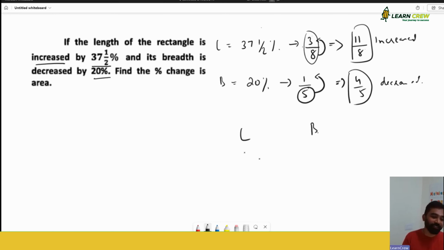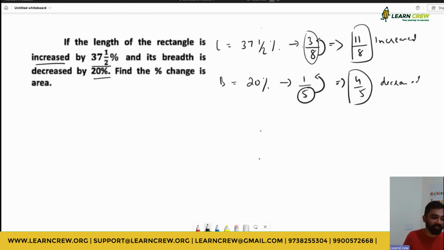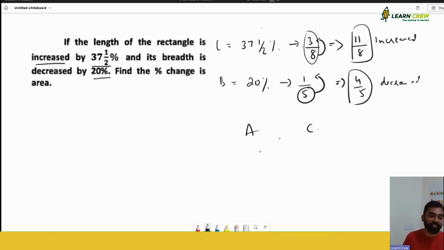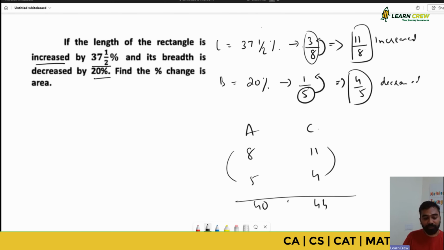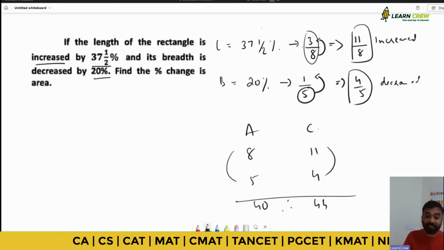Take it this way, or you can take it as actual and change. Actual was 8, the change is 11. And the actual is 5, the change is 4. Now what should you do? 5 into 8 is 40. 4 into 11 is 44. So obviously there is an increase in percentage.